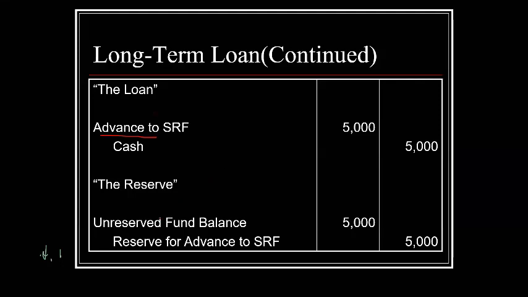The reserve, which is unreserved fund balance, is debited 5,000, and the reserve for advance to special revenue fund is credited 5,000. Here I decreased part of the unreserved and I reserved it for the advance to special revenue fund, as they are to be paid later to the general fund.